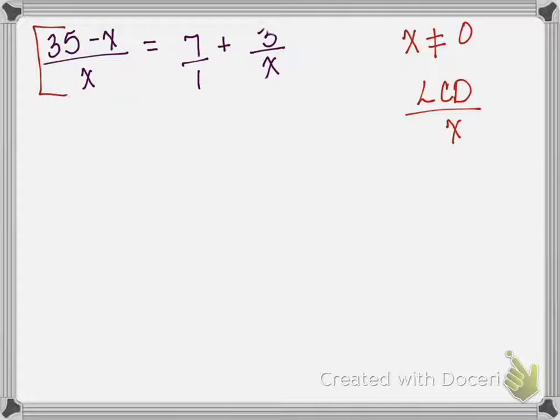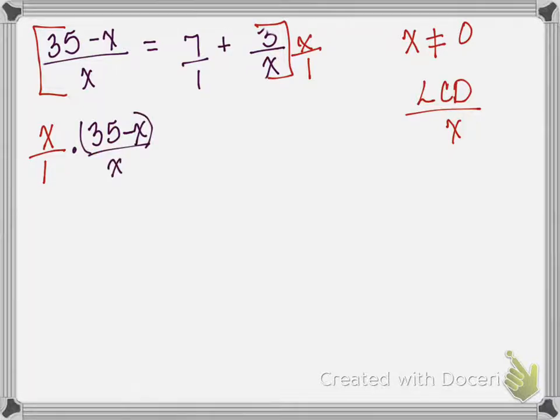So my next step is going to be to multiply everything times x over 1. So I have x over 1 times 35 minus x over x. And I'm going to put that numerator in parentheses. Then I have x over 1 times 7 over 1. Then x over 1 times 3 over x. Now, the good news is all these denominators are going to cancel out.